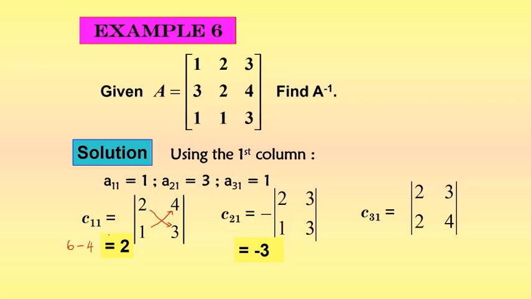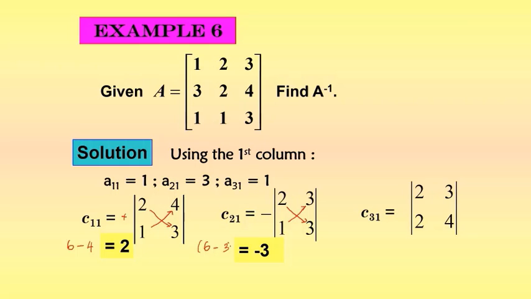Same thing with C21. The sign is negative, and then by deleting the second row and first column, the remaining entries are 2, 3, 1, 3. 2 times 3 minus 1 times 3, so we have 6 minus 3.